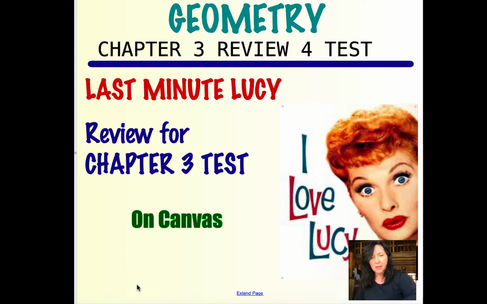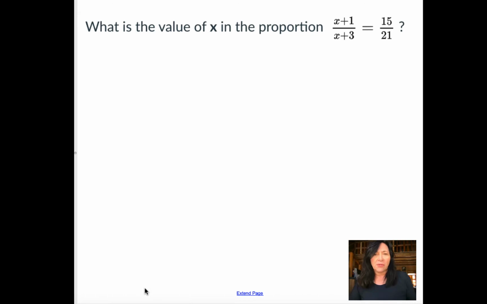So, first question says, what's the value of x in the proportion? We are going to cross multiply to solve. So we're going to say 21 times x plus 1 is equal to 15 times x plus 3.